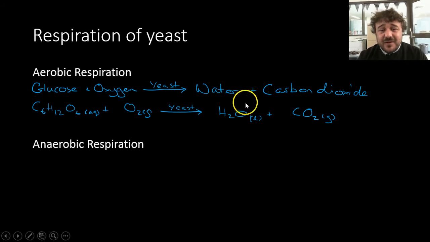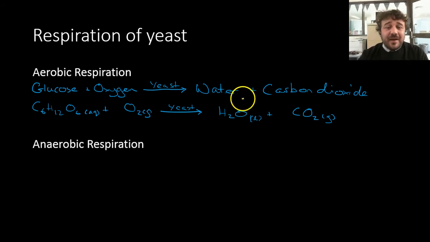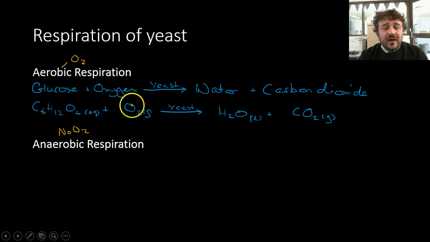This is a very familiar reaction to you. This is the backwards photosynthesis. This is respiration. Aerobic means that there is O2. Anaerobic means no O2. But we'll get to that. Alright, so I want you to pause very quickly and balance this equation.